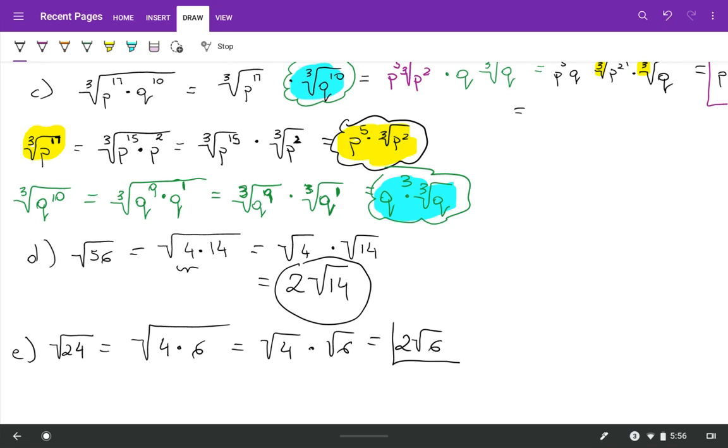So we just copy 2 square root of 6. Just don't make a mistake. This is not the same as 2 radical of index 2 of 6. No, this is not the same. This is 2 times square root of 6. That's the meaning. Okay.